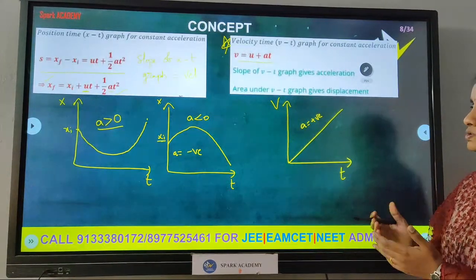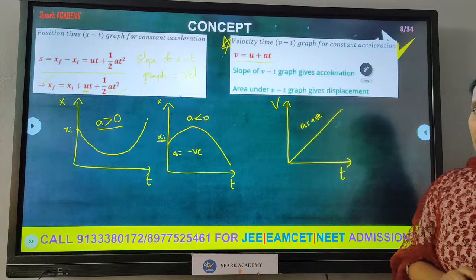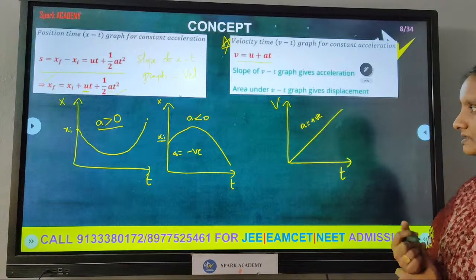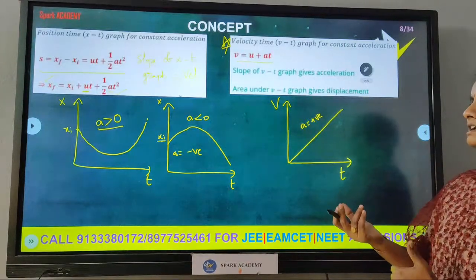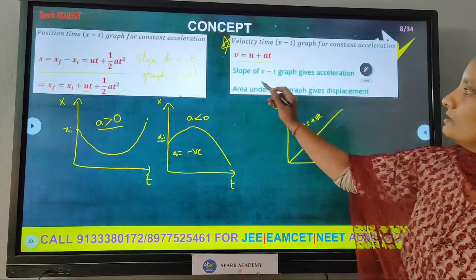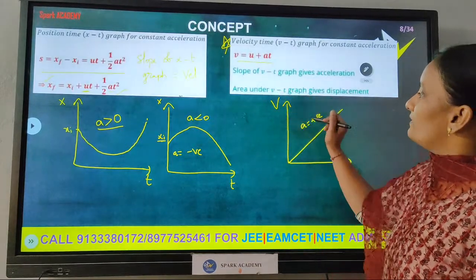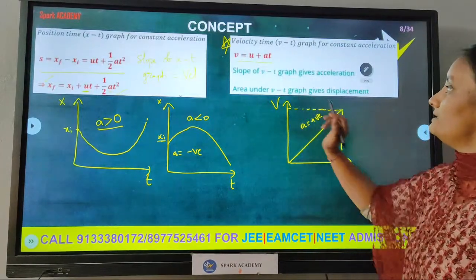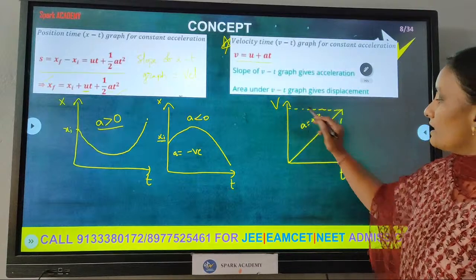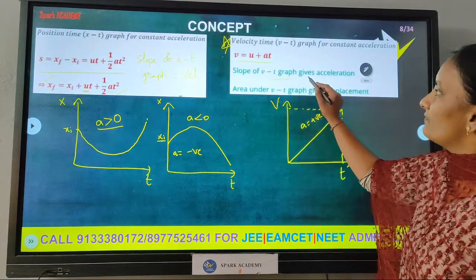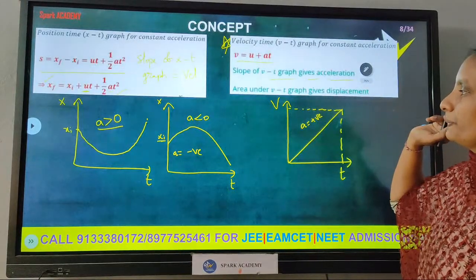When a body comes to rest, acceleration will be negative. Coming to rest means velocity decreases, so negative acceleration, that is called retardation. If we take the slope of the velocity time graph at a particular point, y component by x component, that is v by t, the slope of the vt graph gives acceleration.